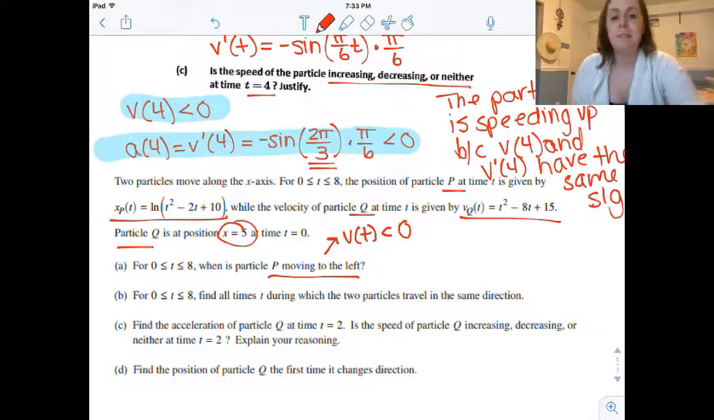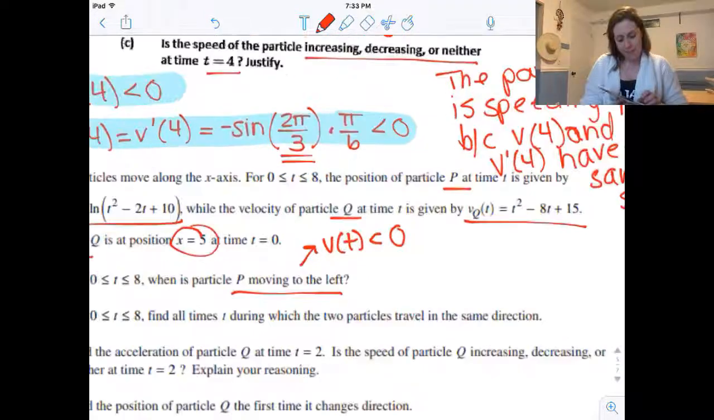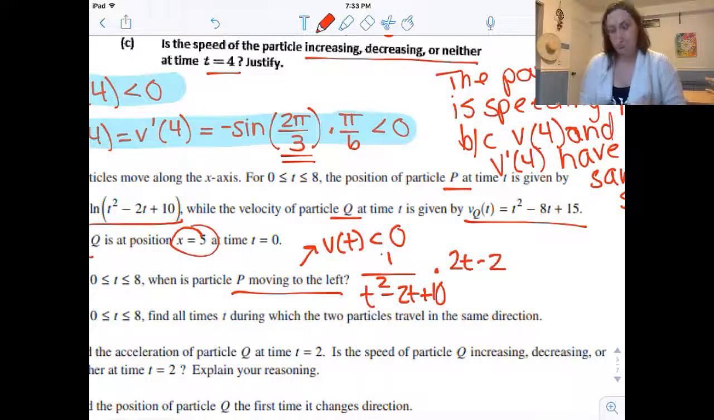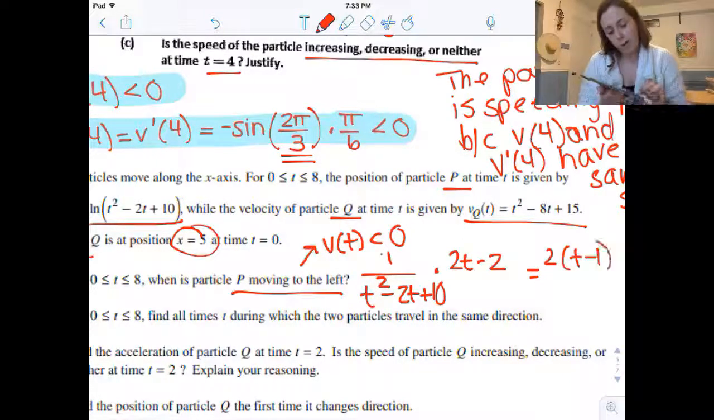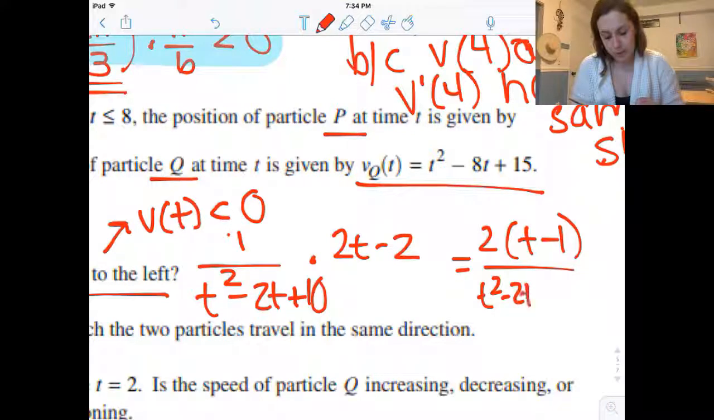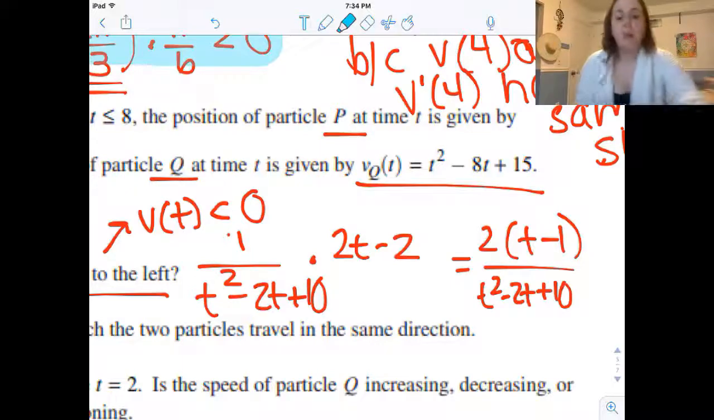So what I'm going to do is find the derivative of that. The derivative of ln is 1 over that thing, so 1 over t squared minus 2t plus 10, times the derivative of the inside, which is 2t minus 2, right? And I can factor that a little. That's going to be 2 times t minus 1 over the denominator. Doesn't really give me anything nice to factor: t squared minus 2t plus 10. So that's my derivative. So I'm looking at when this is negative.